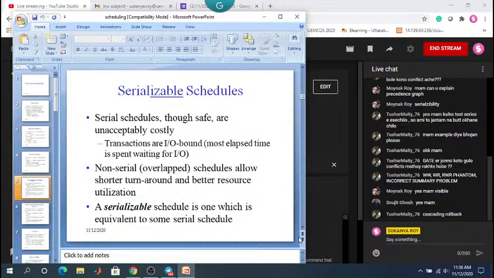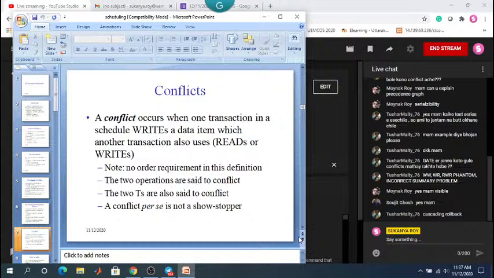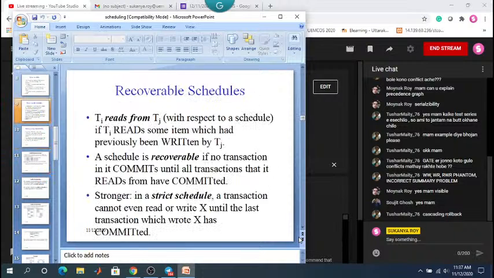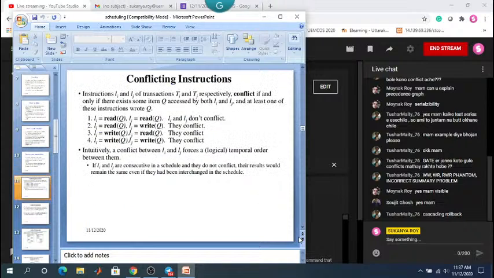If a question comes, check whether the schedule is serializable or not. A serializable schedule is one which is equivalent to a serial schedule. Okay, now there comes the important thing.